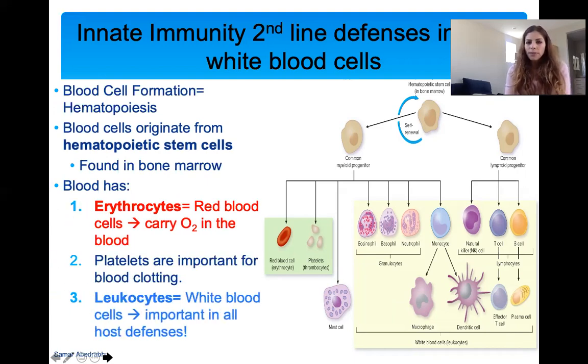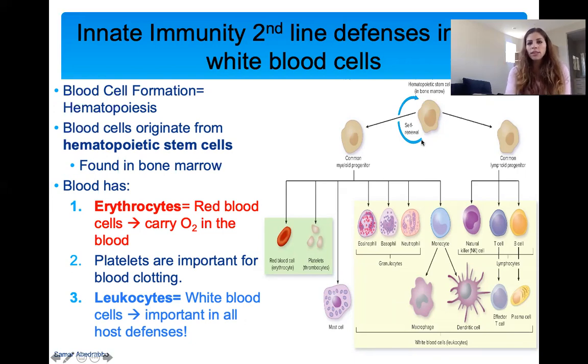Blood cell formation is called hematopoiesis, and blood cells originate from hematopoietic stem cells, which are found in bone marrow. Bone marrow is if you take a bone and you split it in half. When you look inside, there's kind of like this substance in the middle, that's the bone marrow, and there you see hematopoietic stem cells. This is where blood cells originate.